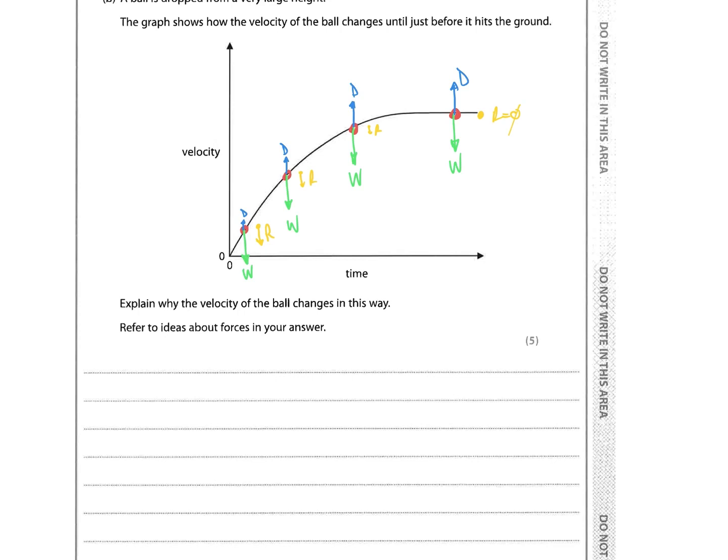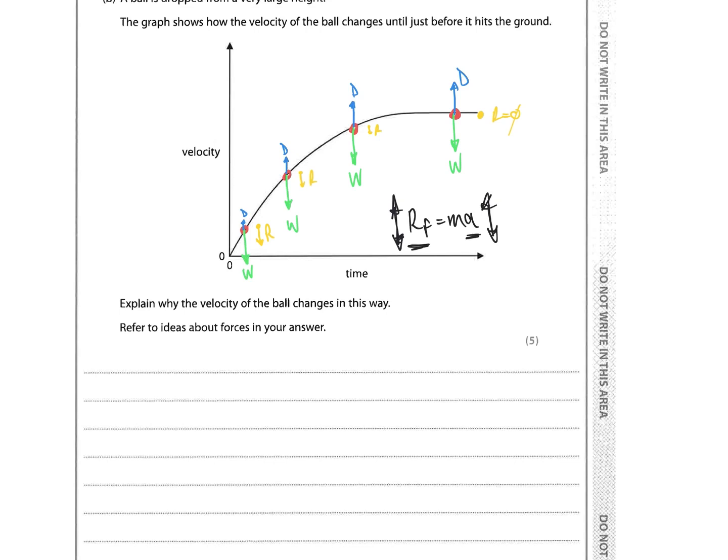Which means that if the resultant force equals ma, if I have no resultant force, I have no acceleration. If I have a high resultant force, then I have a high acceleration. And if I have a low resultant force, I have a low acceleration.